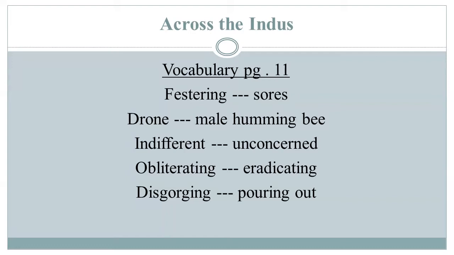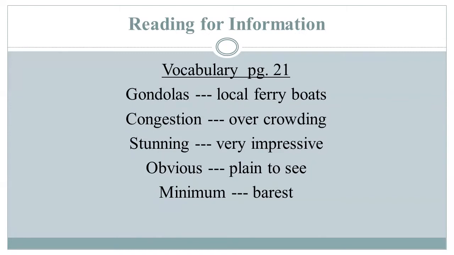Next lesson is Reading for Information. Vocabulary is at page number 21. The words are gondolas. This word is used for the local ferry boats in Venice. Congestion is a commonly used word and it means overcrowding. Stunning. Stunning means very impressive. Obvious. Plain to see, easy to see, very clear. Minimum. Bare waist.